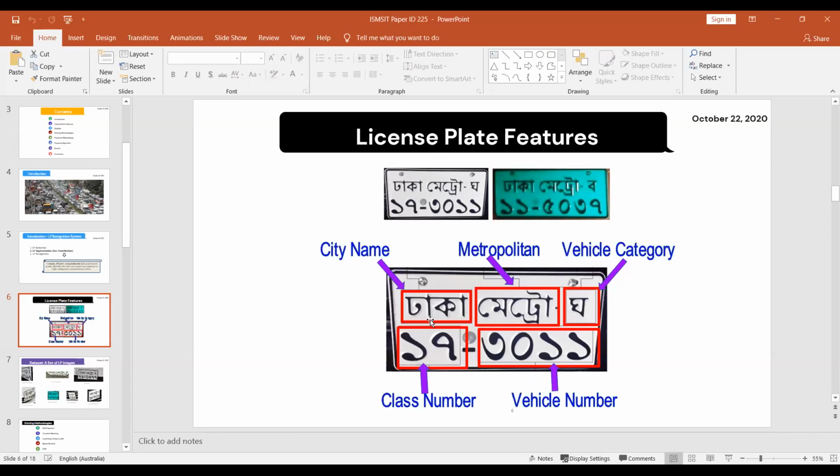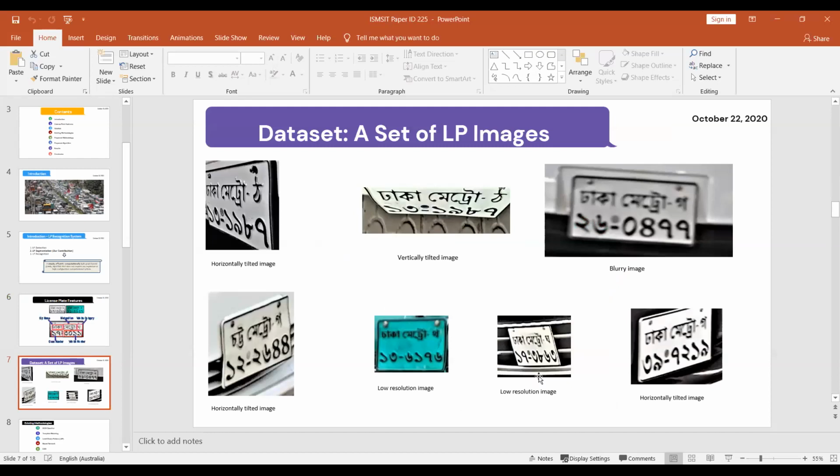In the top row, the first part represents the city name. The second segment is the metropolitan text, and the third segment, which is a single character, is the vehicle category. In the bottom row, the first 2 numbers represent the class, and the last 4 numbers represent the vehicle number. For our research, we created a new data set because the existing data sets have near perfect images and little variation, but in real life, as the picture will be taken from a surveillance camera, it is hard to get a perfect image.